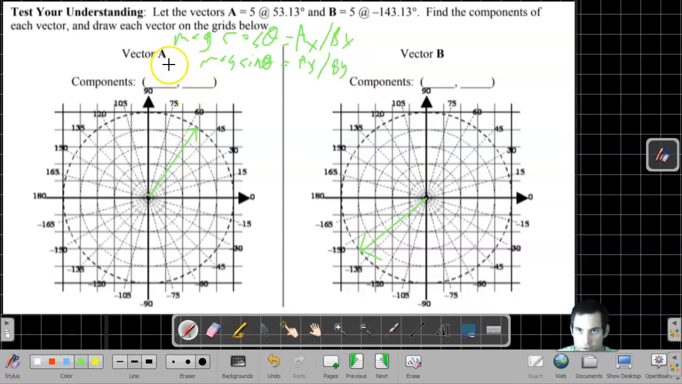All right, so when we do 5 times cosine 53.13, we get 3. When we do 5 sine 53, we get 4. For vector B, we have a negative x, so don't forget we're adding 180 degrees to whatever our answer was. So we get components of negative 4, negative 3.